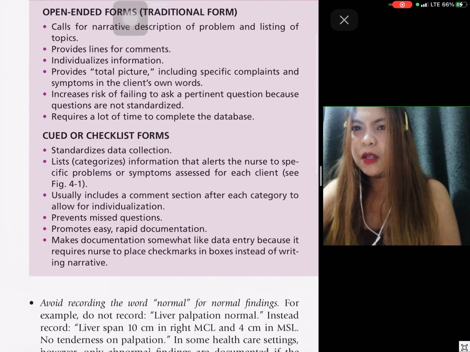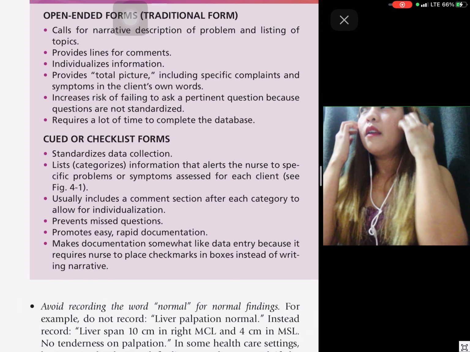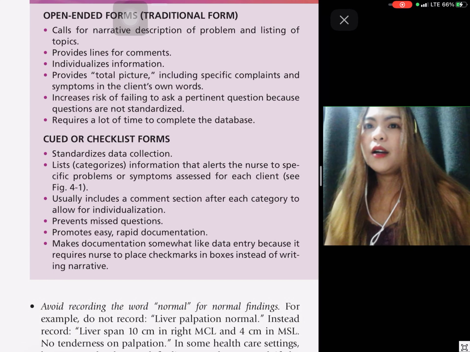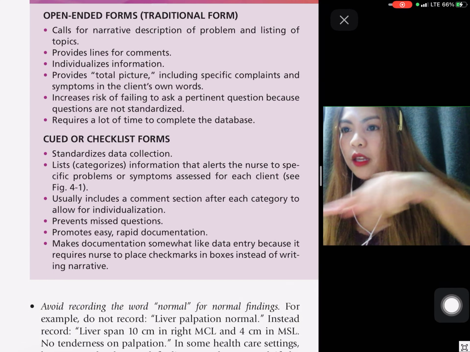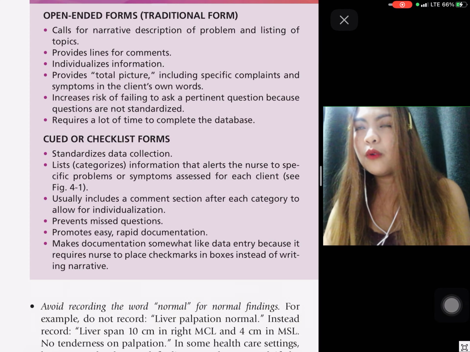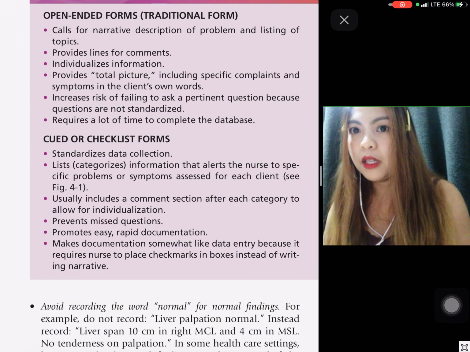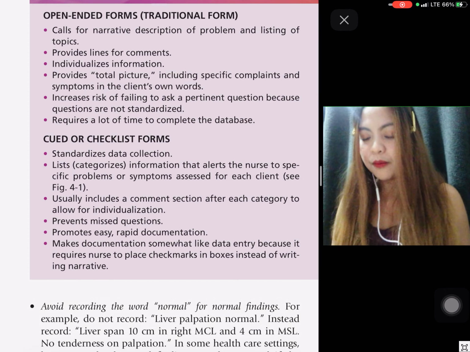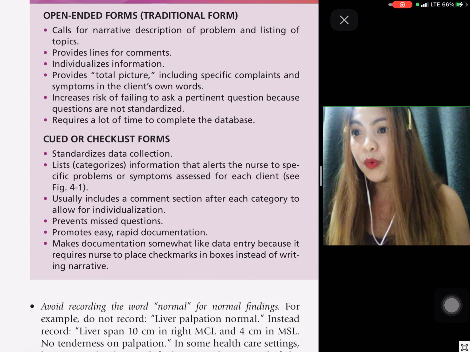First, we have the open-ended form, called the traditional form. It calls for narrative description of the problem and listing of topics. It provides lines for comments to individualize information. It provides a total picture, including specific complaints and symptoms in the client's own words. It increases the risk of failing to ask a pertinent question because questions are not standardized. It requires a lot of time to complete the database.